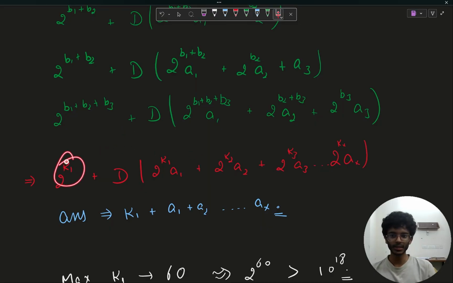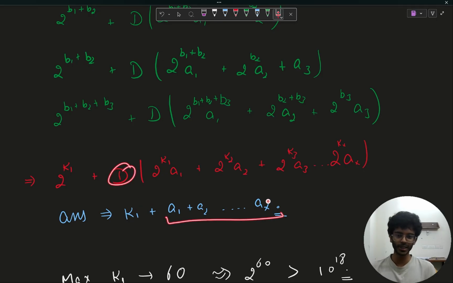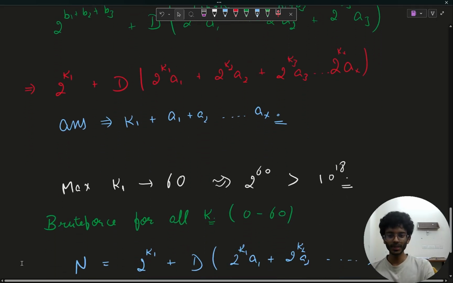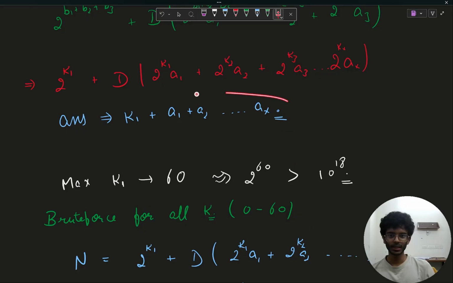So we can say that this k1 is the number of times in total we'll be multiplying by 2, plus how many times we added: a1 number of times, then a2 number of times, then a3, then dot dot dot, then ax number of times, right? So in total, we'll be adding these many times. Can we say that our answer would be this?